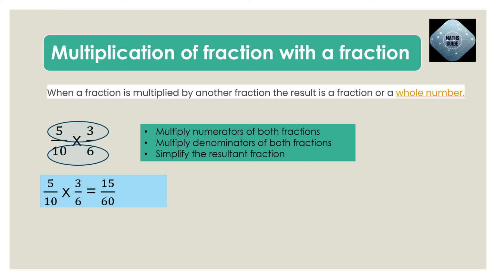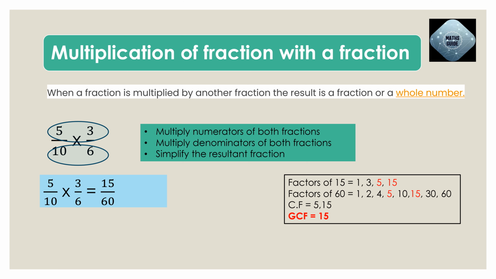We get 15 by 60. Now we will simplify both numerators and denominators, and for this we have to find out their common factors. As you can see here, the common factors of 15 and 60 are 5 and 15. We can divide both numerator and denominator by 5 or 15, but it is better to divide them with the greatest common factor, which is 15. So after this step, we got a simplified form that is 1/4.